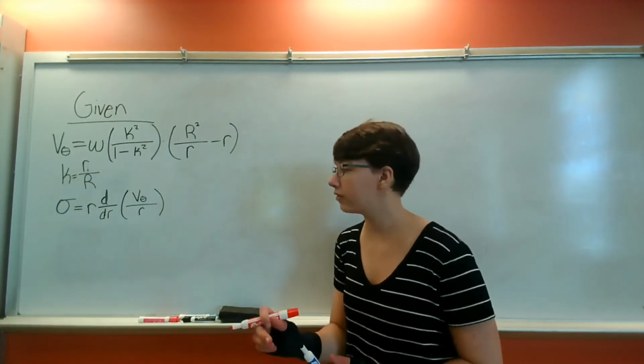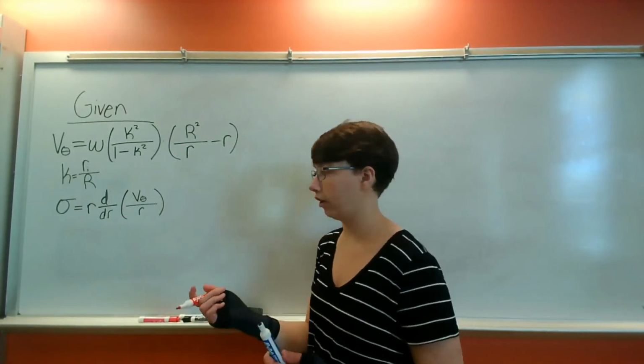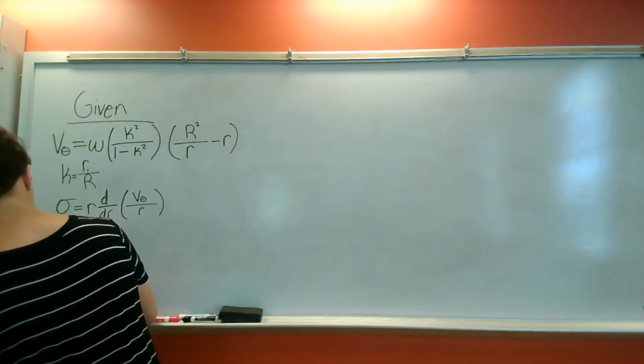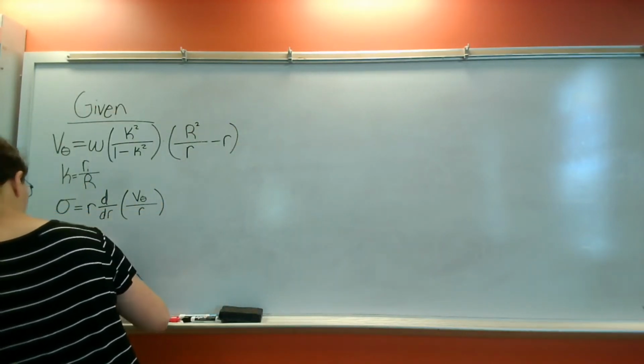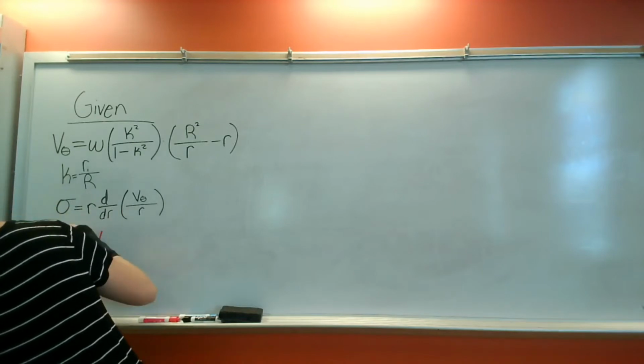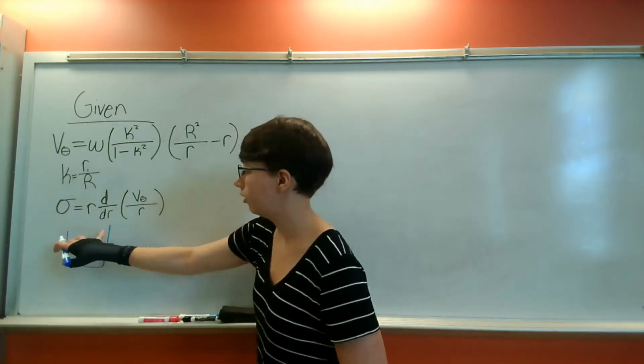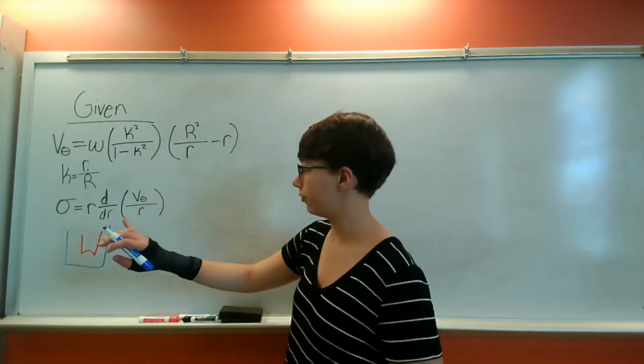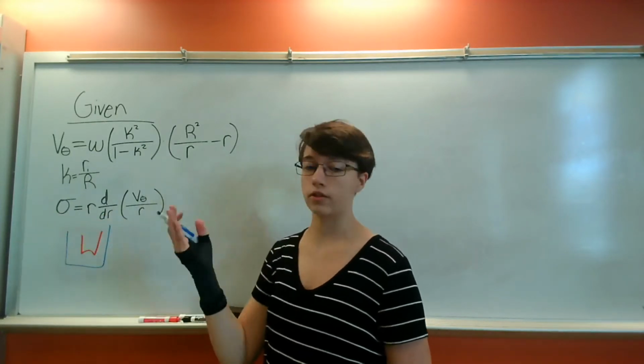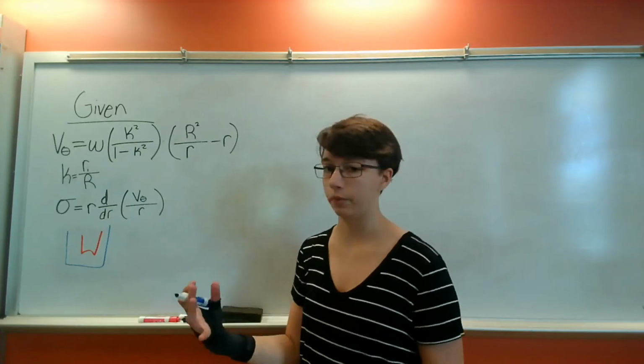Alright, so today we're going to be looking at a situation involving a coaxial. So basically what that is, two concentric cylinders with a fluid in between. The inner cylinder is spinning and the outer cylinder remains constant.